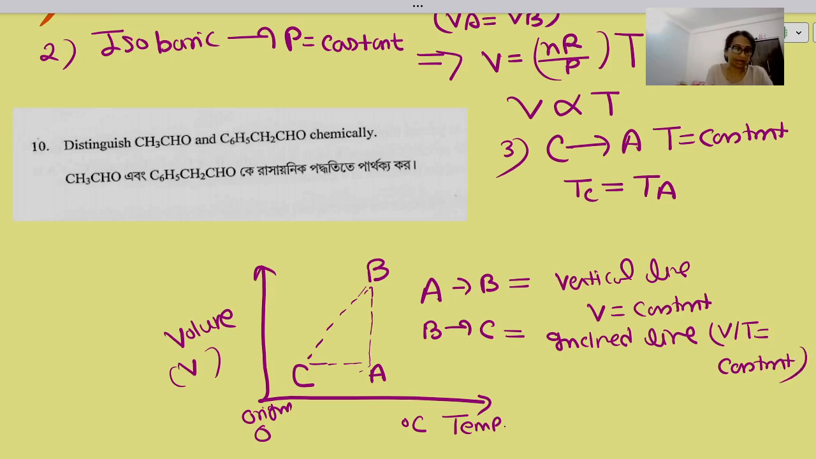And now C to A, again it is isothermal, and the graphical line is horizontal. Horizontal like that. Horizontal line, that means T is equal to constant.